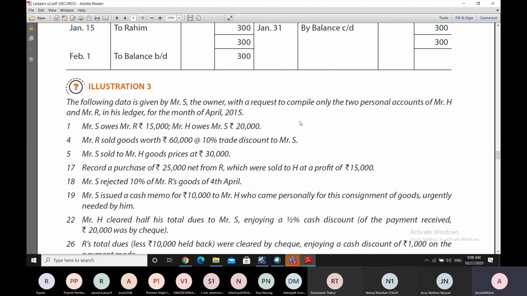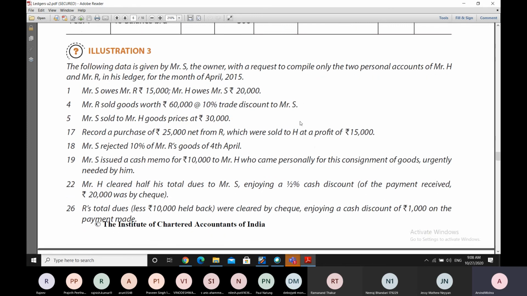So we are doing ledger, and we are at illustration 3, and we'll be continuing with illustration 3 in the evening session of the same topic called ledger. So please try to revise till here, so that when we do the remaining session in the evening, you will be able to get the entire hang of this particular topic.